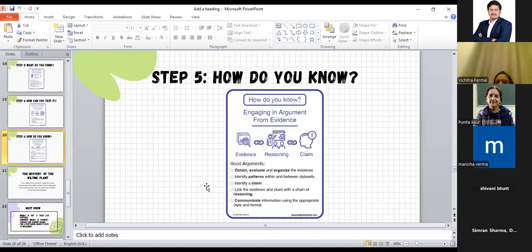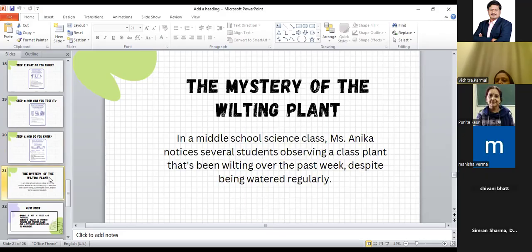So here I'm going to produce a small caselet. The caselet is the mystery of the wilting plant. In a middle school science class, Miss Anika notices several students observing a class plant that's been wilting over the past, despite being watered regularly. Now, if you could use these 5 steps and help me know how you're going to use this particular observation of the student and create your lesson based on these 5 steps. Anyone would like to go?